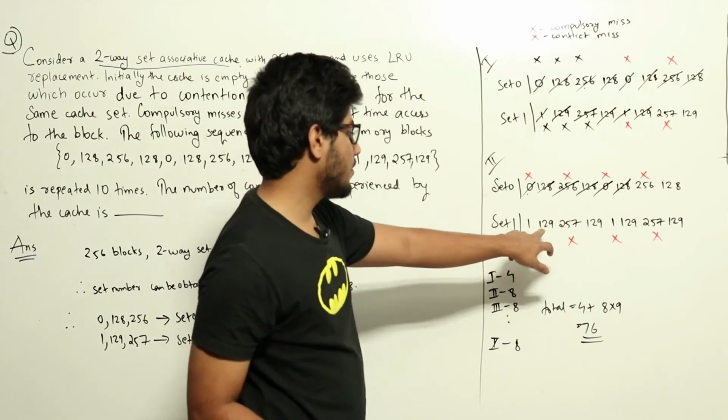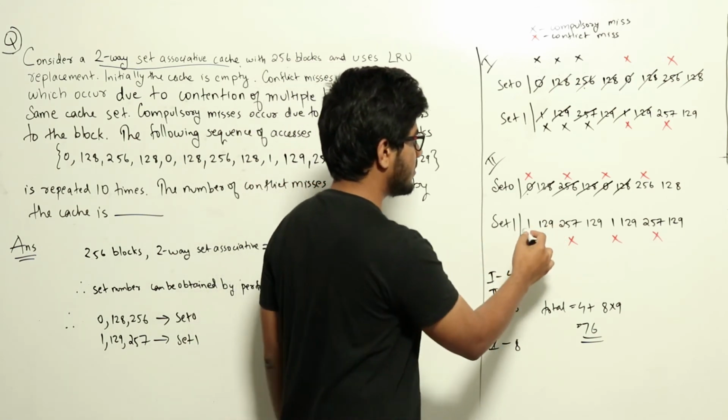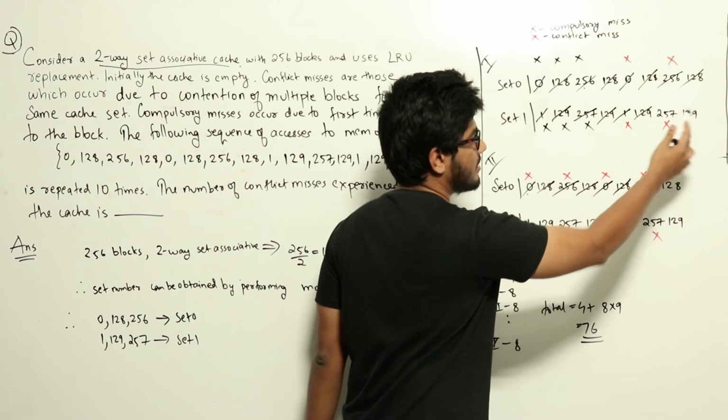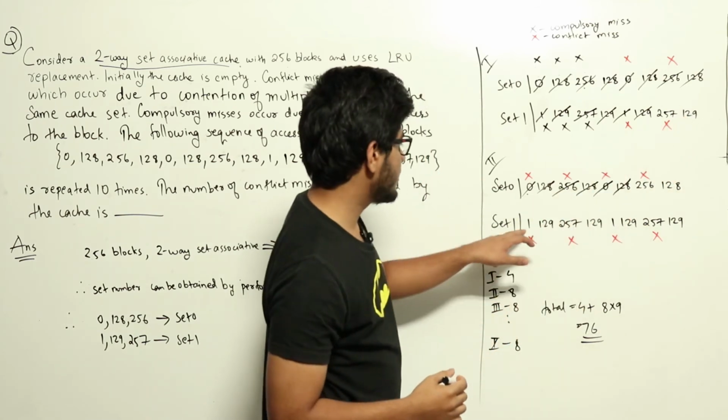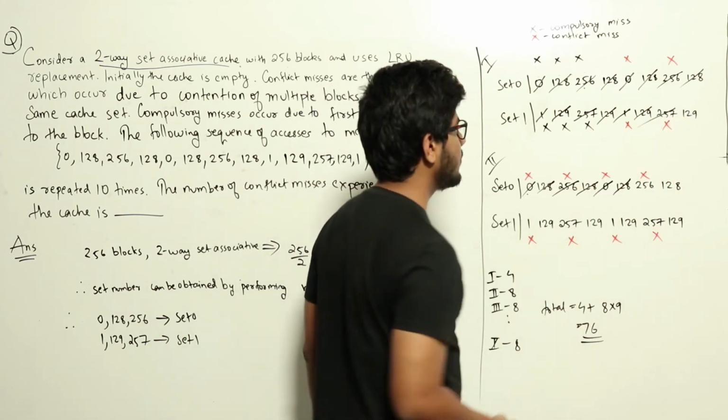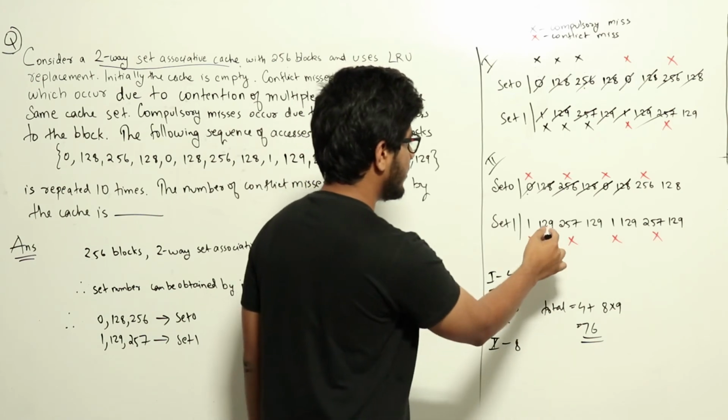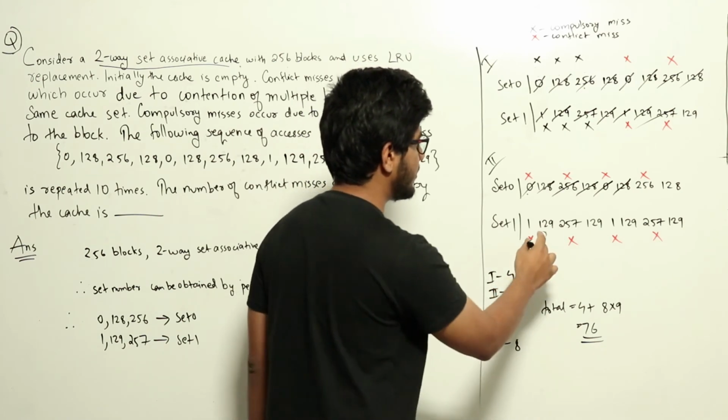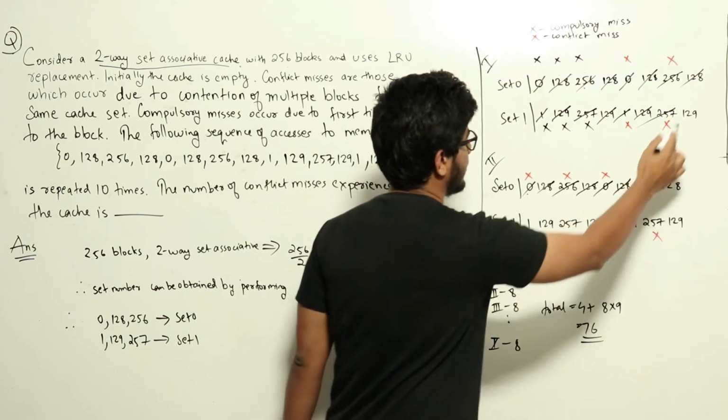Similarly, then we go with 129. 1 is not there in the cache. 257 and 129 are there in the cache. So this is again a conflict miss. 257 is gone from the cache. Then we ask for 129. It is there in the cache, so it is fine.